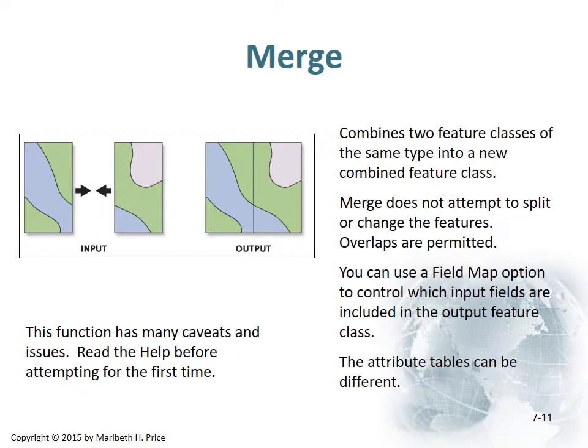So the last of the geoprocessing tools and functions we'll look at briefly is merge. I'm just going to read off the slide here. It combines two feature classes of the same type into a new combined feature class. It does not attempt to split or change the features. It allows overlaps, and the attribute tables of the two inputs can be different.